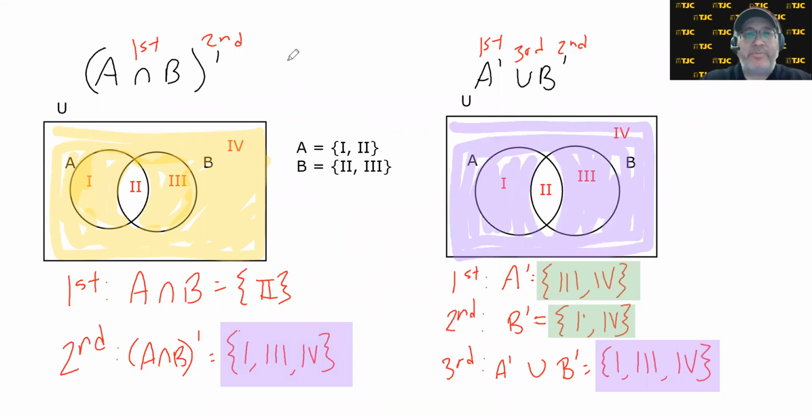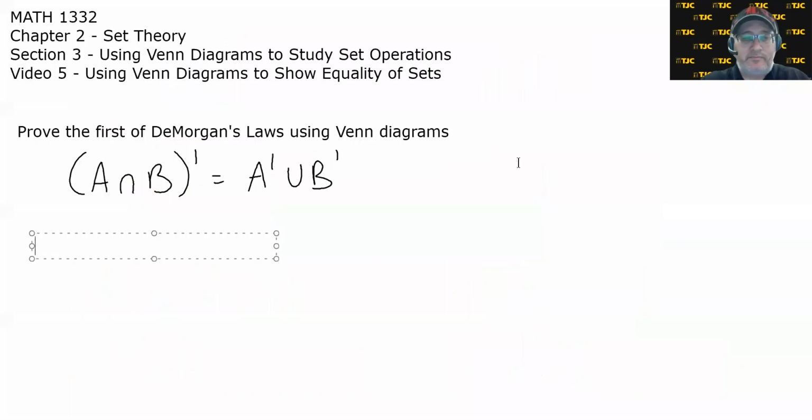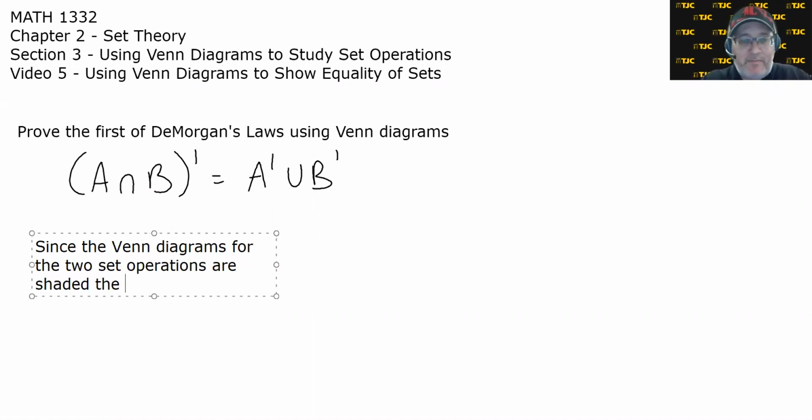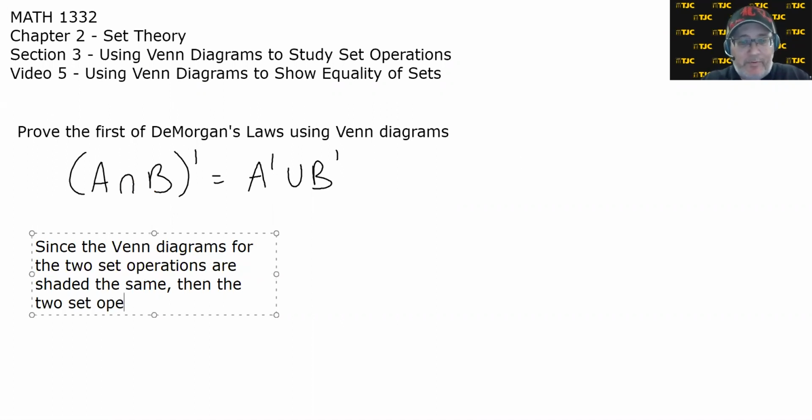And since the Venn diagrams have the same shaded regions, we have proven that these two sets are equal. So to wrap that up, since the Venn diagrams for the two set operations are shaded the same, then the two set operations are equal.